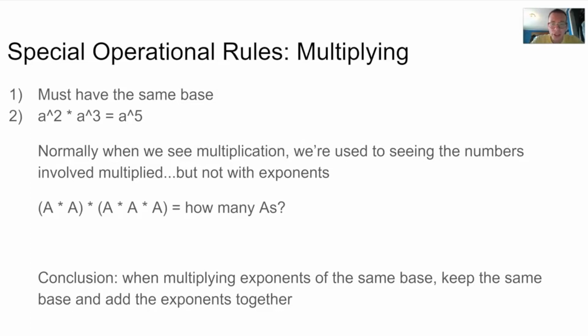Normally, when we see a multiplication, we're used to seeing the numbers involved multiplied, but not with exponents. If we have a to the second, that's a times a. And if we have a to the third, that's a times a times a. So how many a's are multiplied all together? 5 a's. So the answer is a to the fifth. Now, if you notice, a to the second times a to the third, if we take those exponents and we add them, 2 plus 3 is 5. So, in conclusion, when multiplying exponents of the same base, keep the same base and just add those exponents together.